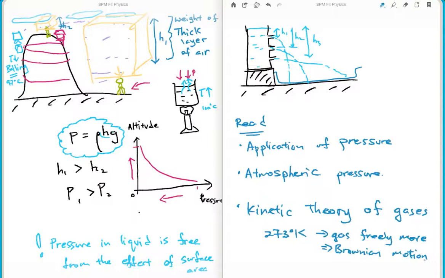And then they talk about how the molecules do not lose energy, as we've learned in chapter 2. The collisions of the molecules are elastic collisions, with the wall or with each other, and they do not attract each other. So this is an important theory that you should know.